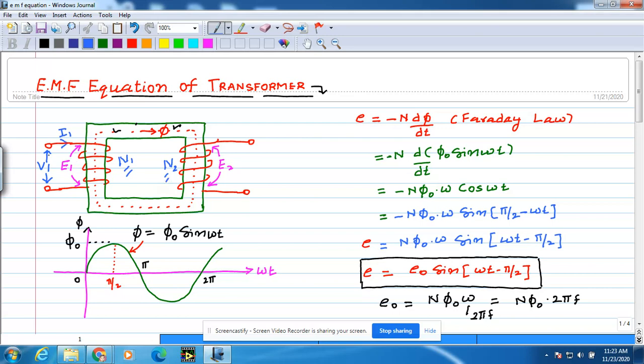If you give the supply voltage V1 on the primary side, which is alternating in nature, then current will flow through the primary winding. Then an MMF will be created inside the primary winding, equal to Ni. This MMF will create a flux inside the primary winding, and that flux will link to the secondary side through the core. This is the core material.